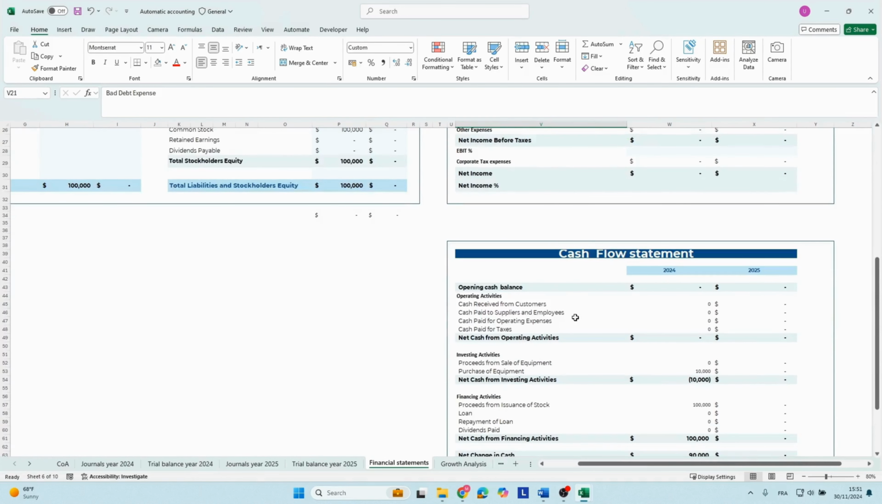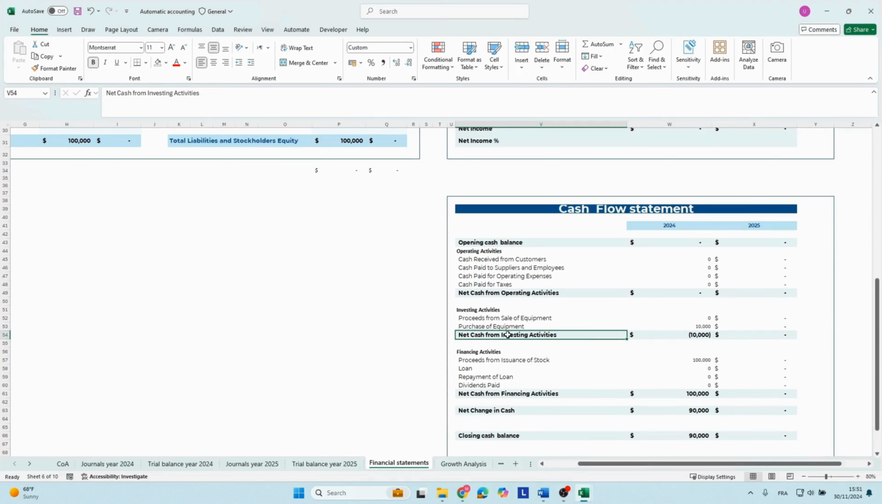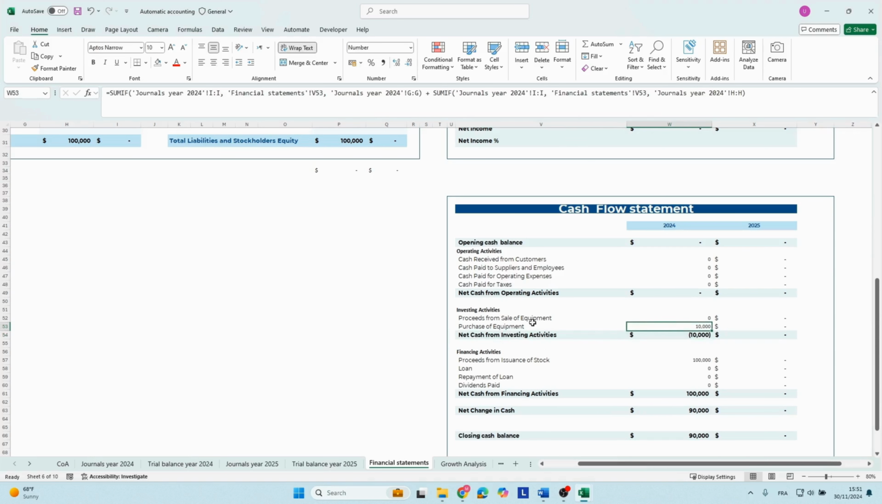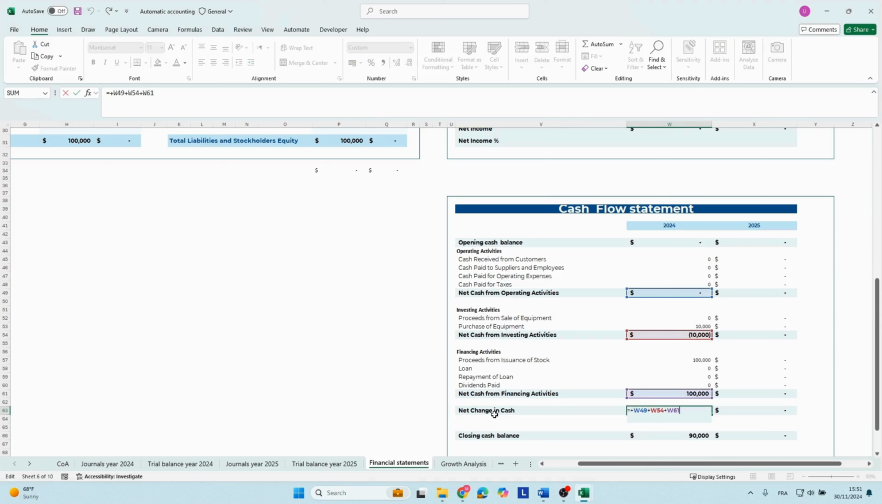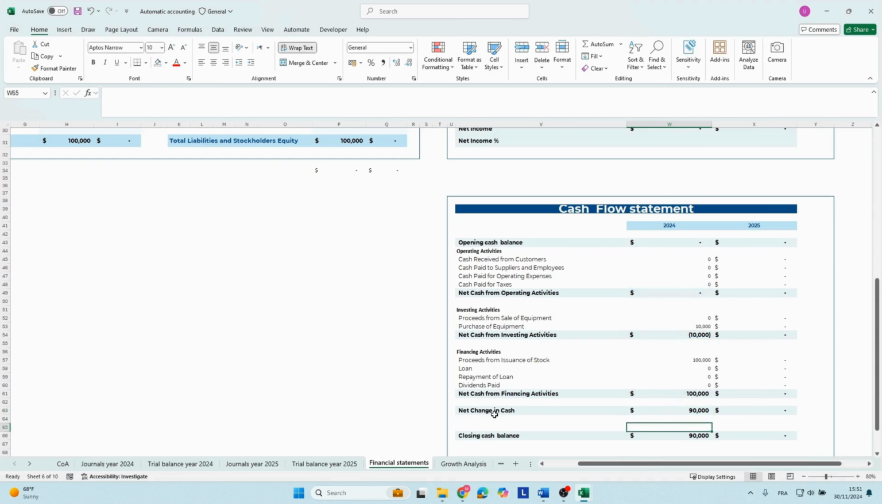For the cash flow statement, cash flow from investing activity becomes minus 10,000, because we purchased equipment. Then this remains the same. And there is a net change in cash of 90,000, because this is the addition of the net cash flow from operations plus from investing plus net cash flow from financing activity. And we get the cash balance of 90,000.